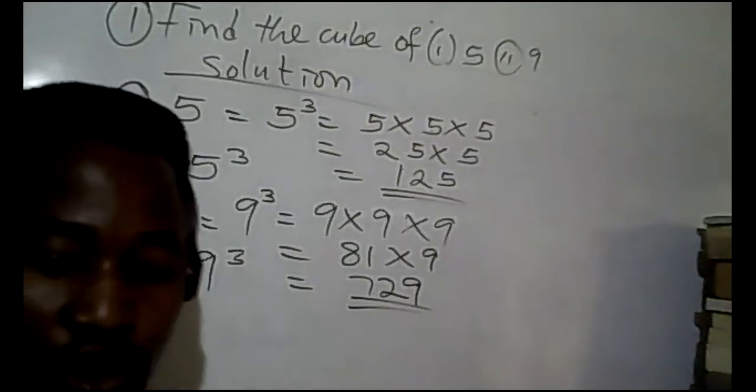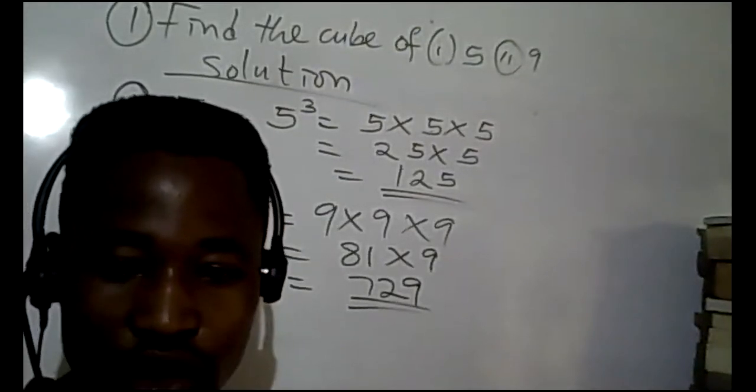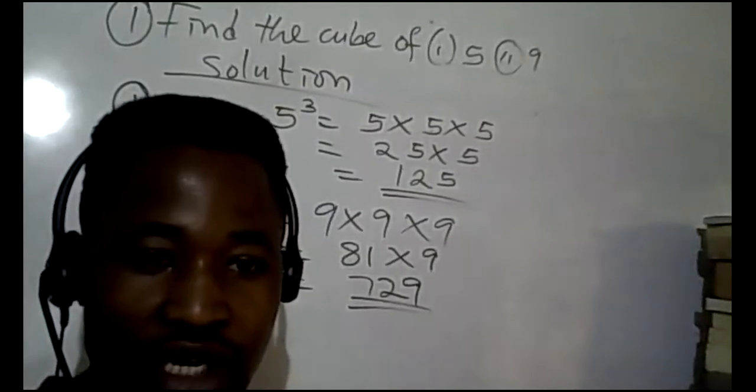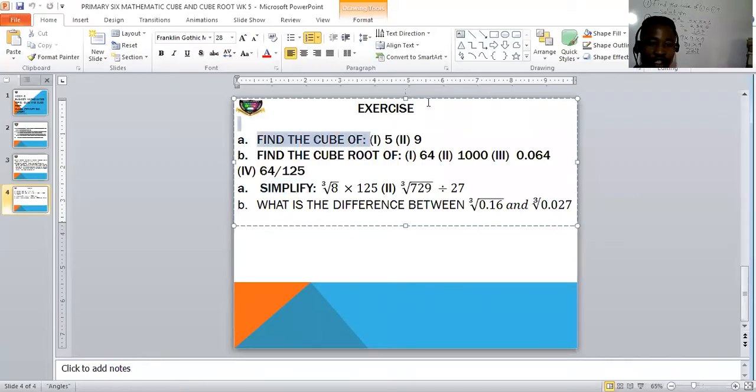Okay, let's go to the next exercise. Let's see what we have there. So number 2 says find the cube root of 64, 1000, 0.064, then 64 over 125.